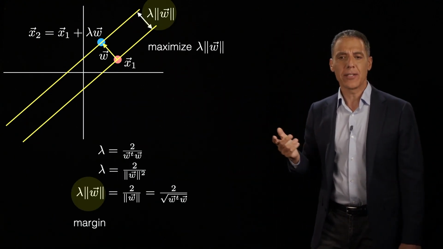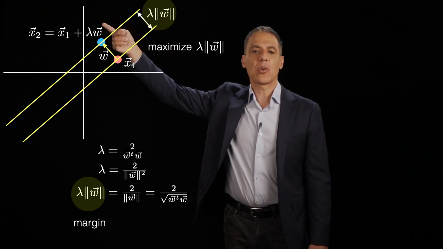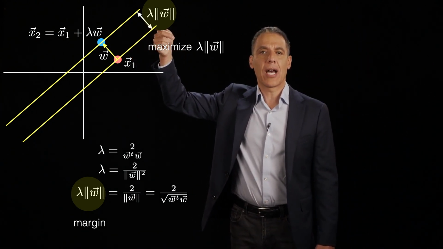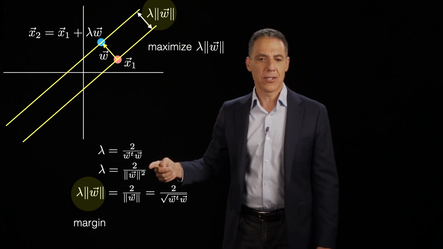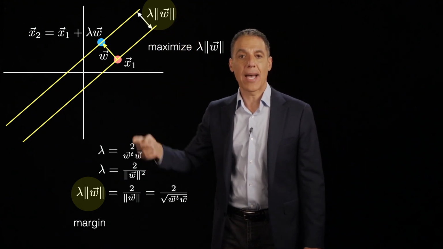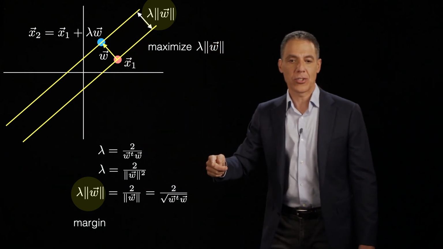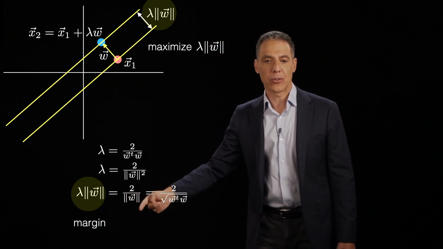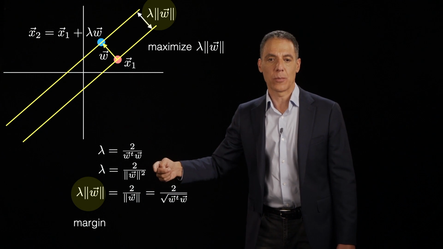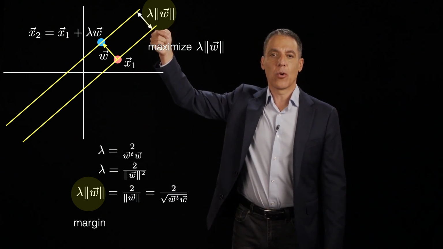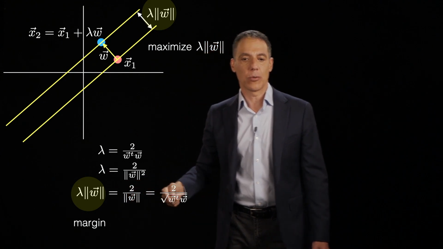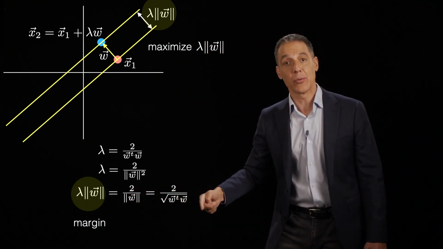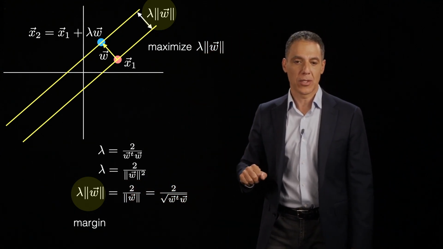Now, what are we trying to do? We're trying to maximize this quantity here, lambda times the norm of w. Well, if lambda is this here, then what I want to maximize is the margin, which is simply 2 over the vector norm w. This vector norm squared and this vector norm, one of them cancels, and I'm left with 2 over the vector norm, which is, of course, 2 over the square root of w transpose w.